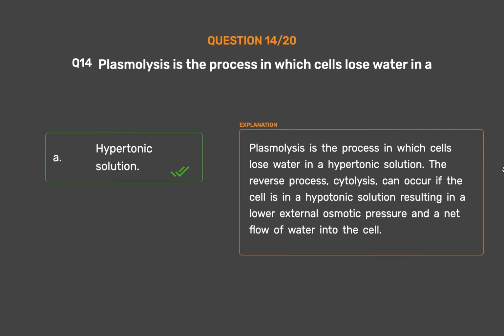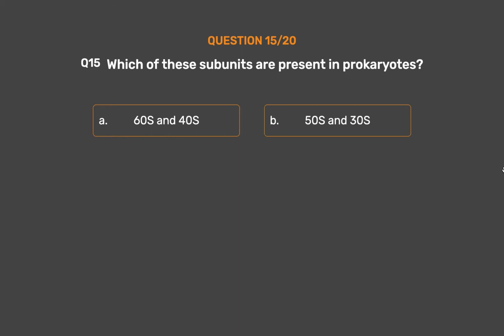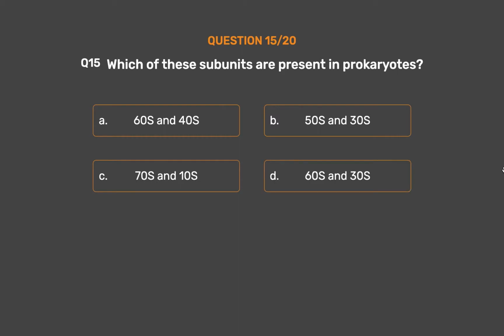The reverse process, cytolysis, can occur if the cell is in a hypotonic solution, resulting in a lower external osmotic pressure and a net flow of water into the cell. Question number 15. Which of these subunits are present in prokaryotes? Option A, 60S and 40S. Option B, 50S and 30S. Option C, 70S and 10S. Option D, 60S and 30S.